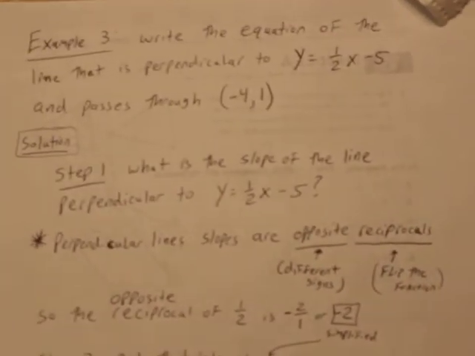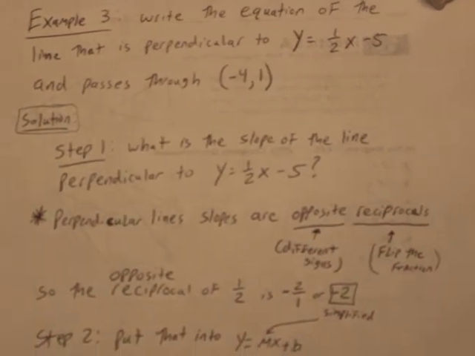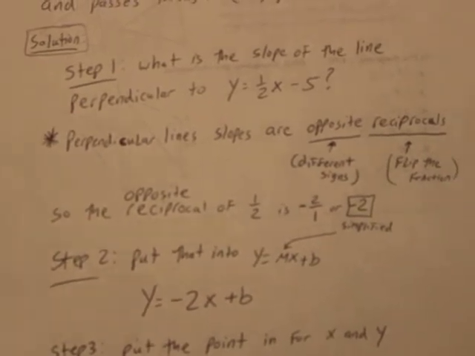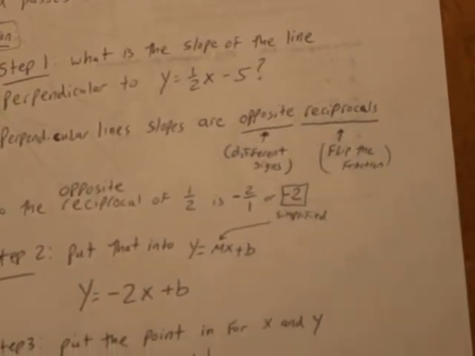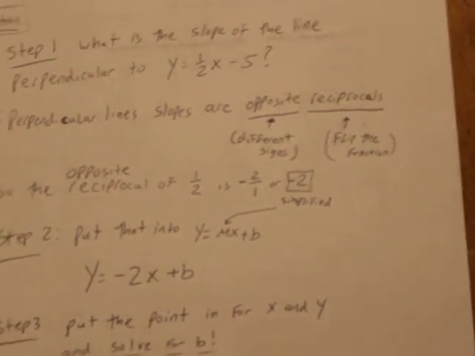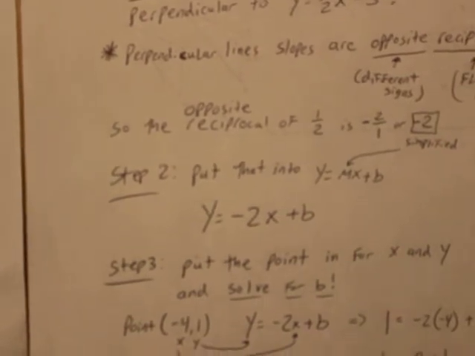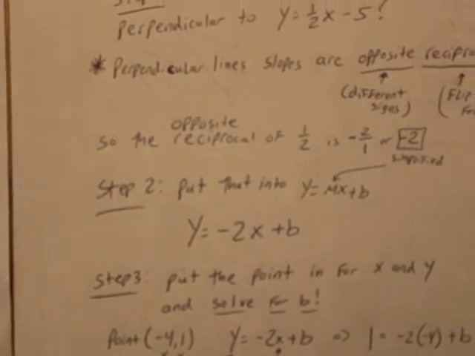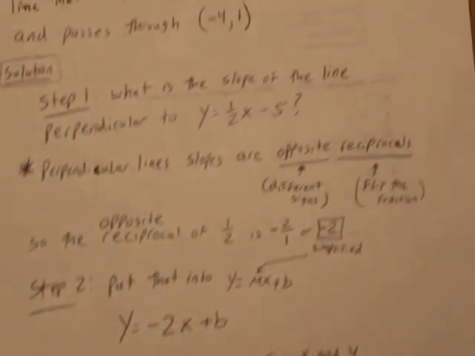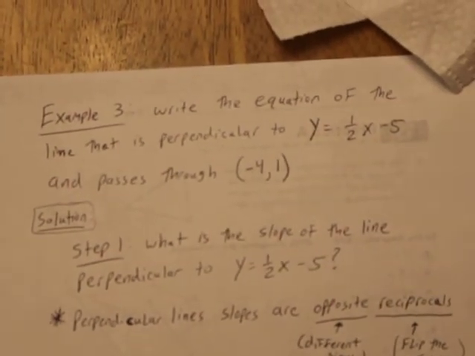So if I look at this one, it has a slope of 1/2. Y equals 1/2 x. So what is the opposite reciprocal of 1/2? Well, that would be negative 2 over 1, which would be simplified to be negative 2. So now we've got the slope of the line that's perpendicular. I put that into y equals mx plus b. And then I substitute the point in. The point is negative 4, 1. If you look up there in the example problem, negative 4, 1.